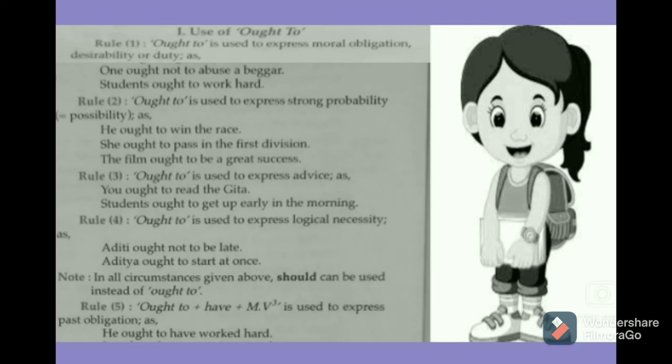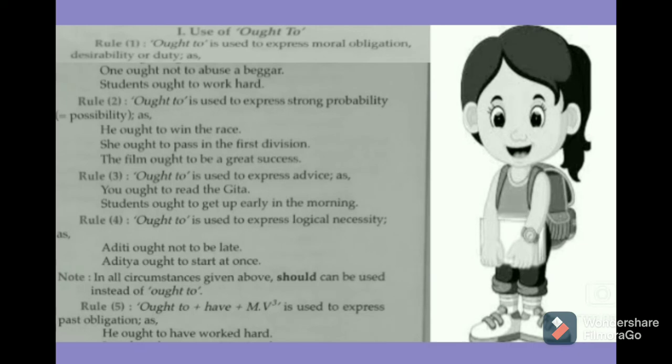Let's see point number 2. Ought to is used to express strong probability, as he ought to win the race. She ought to pass in the first division. The film ought to be a great success. Children, now let's see rule number 3. Ought to is used to express advice, as you ought to read the Gita. Students ought to get up early in the morning.